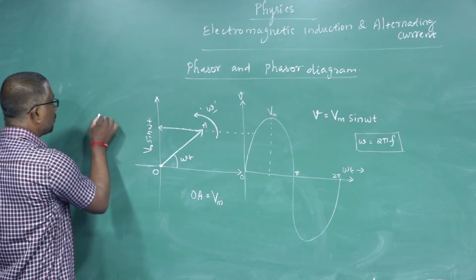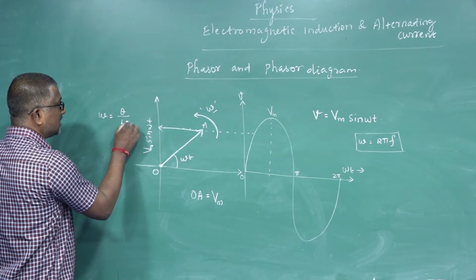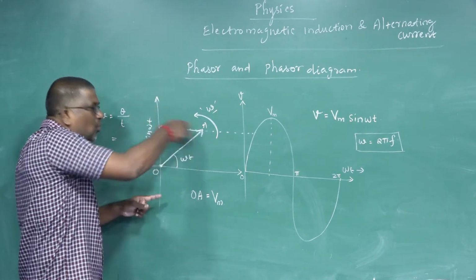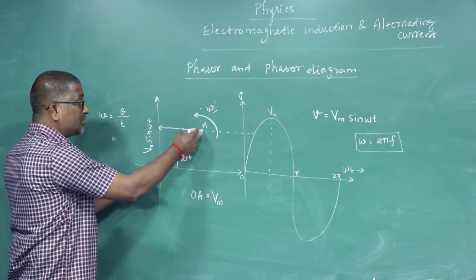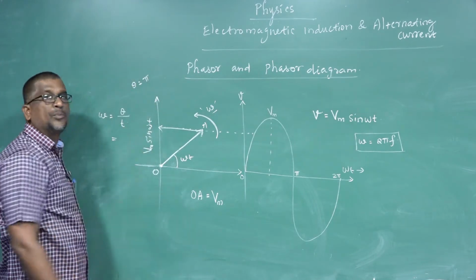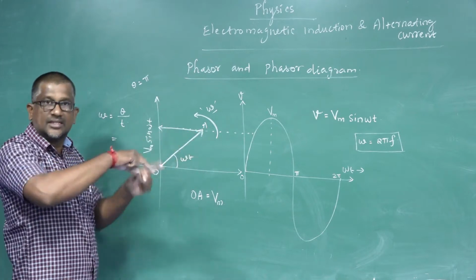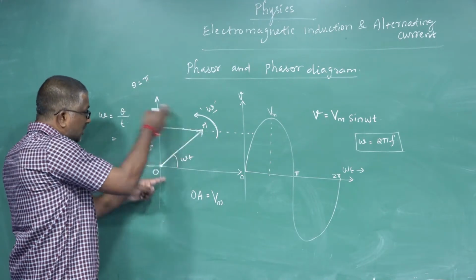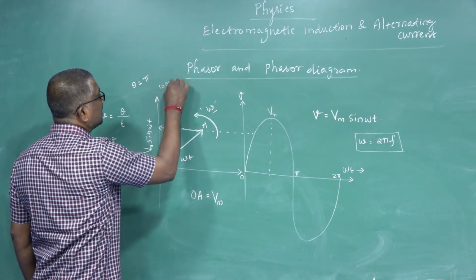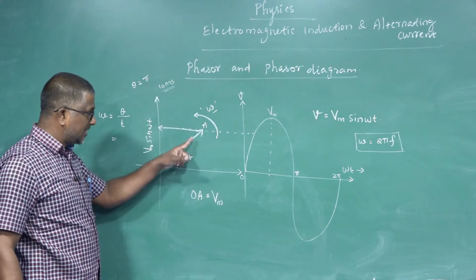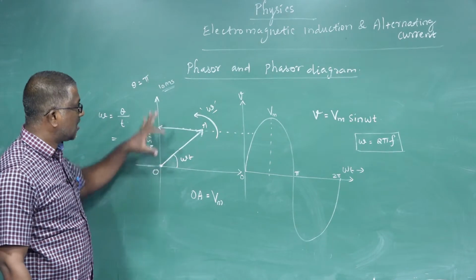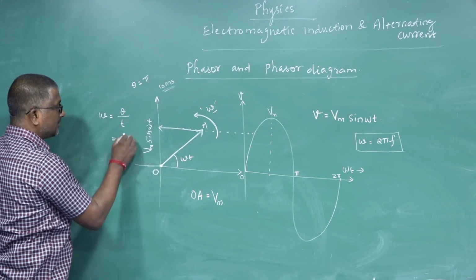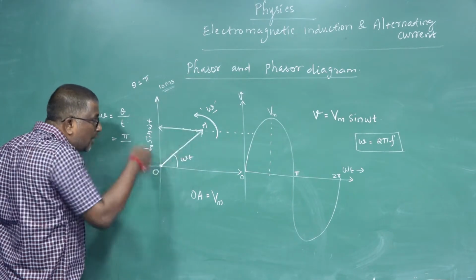Already I told you angular velocity is nothing but the rate of change of angular displacement. Suppose this phasor completes one revolution. Then the angular displacement of this phasor becomes pi. If it completes one rotation, the angle made by the vector is pi radian. Suppose it completes one cycle in 10 milliseconds. For one complete rotation, the angular displacement is pi radian, that is 180 degree, and the time taken is 10 milliseconds.